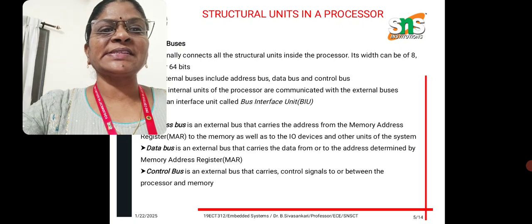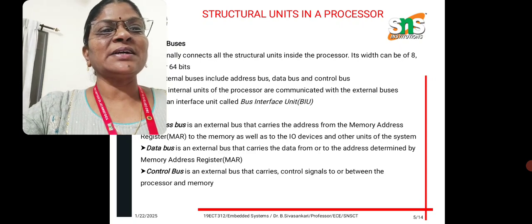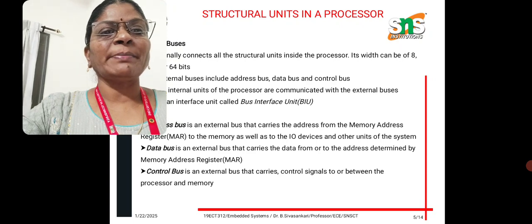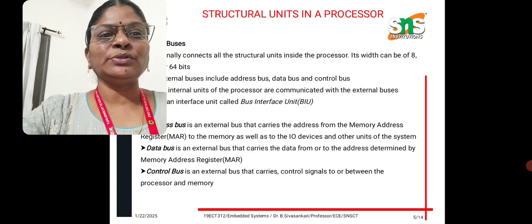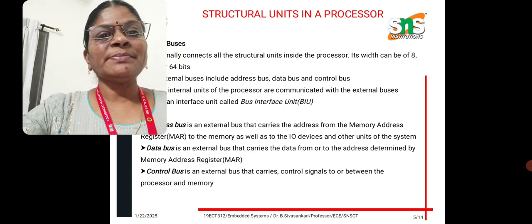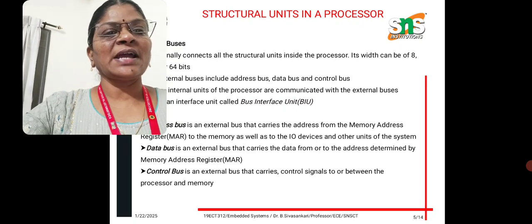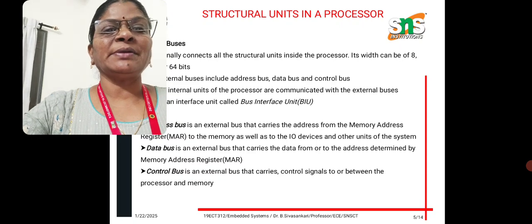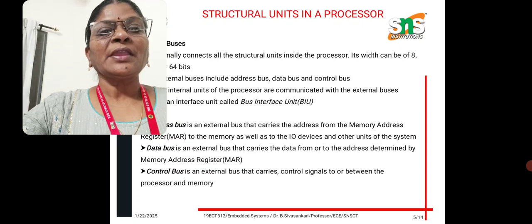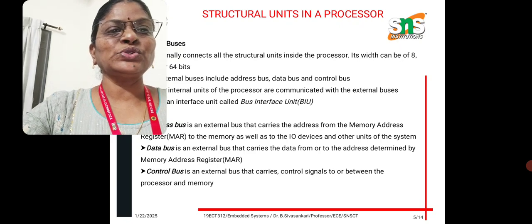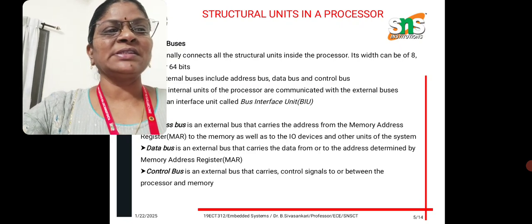Address bus is an external bus that carries the address from the memory address register, that is MAR, to the memory as well as to the input-output devices and other units of the system. Data bus is an external bus that carries the data from or to the address determined by the memory address register. Control bus is an external bus that carries control signals to or between the processor and the memory.